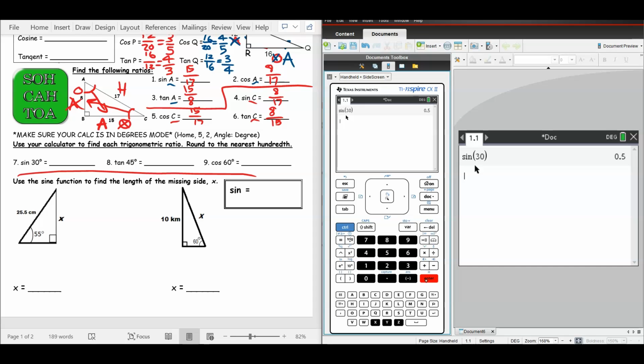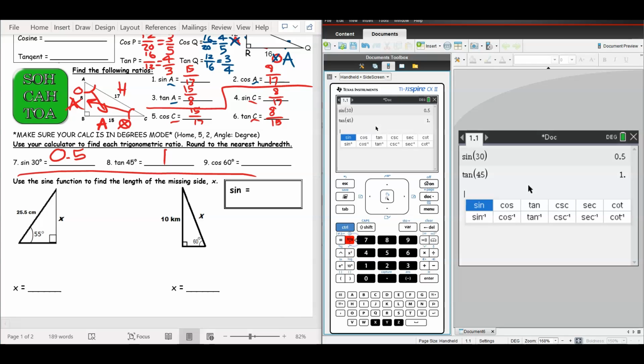So let's write that down. 0.5. And you can probably do number 8 and 9 real quick, too. Number 8, tangent of 45. Let's type that in. Trig, tan, 45, enter. I got 1. Number 9, cosine of 60. Trig, cosine, 60, enter.